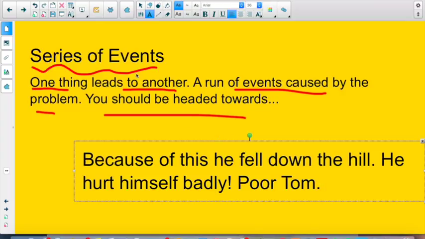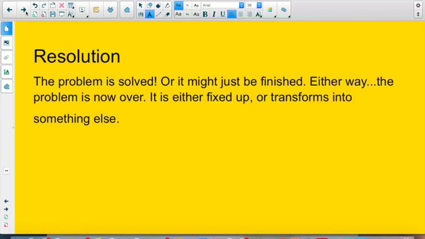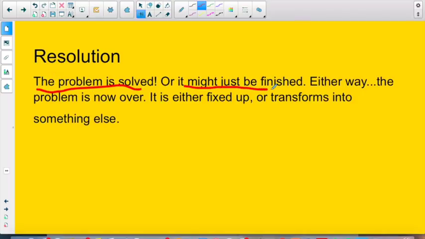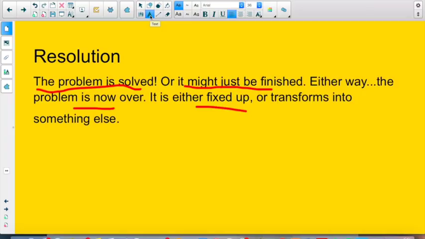But the series of events always head towards a resolution. Have you got that? They head towards a resolution. So, in the resolution, the problem is solved. Or it might just be finished. Maybe Tom dies. Oh, how terrible. Either way, the problem is now over. So it's either fixed up or transformed into something else. So there's plenty of things that could happen to Tom for resolution. What's your idea? How can we fix up Tom or finish off Tom, the rabbit, once and for all?